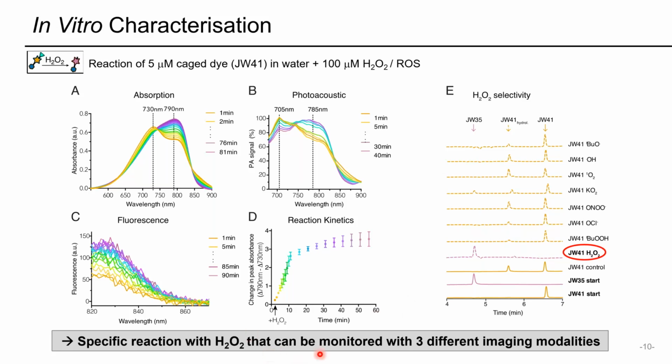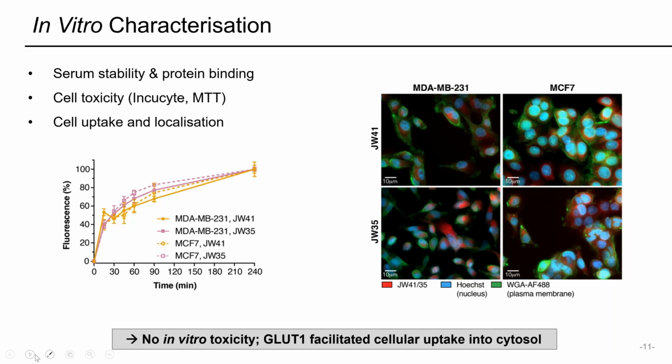So knowing this, we then continued and checked the serum stability, the protein binding, and cellular toxicity with different cell lines. And for all the tested cell lines, we did not see any toxic effects. Furthermore, we studied the cellular uptake and cellular localization of the dye in two human breast cancer cell lines, the MDA-MB231 and the MCF7 cell line. And as shown here in the graphs, you can see that the uptake happens mostly in the first 15 to 30 minutes, and that the dye actually accumulates in the cytosol of our cells.